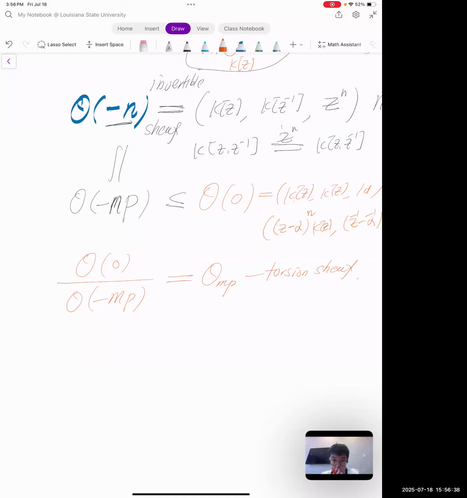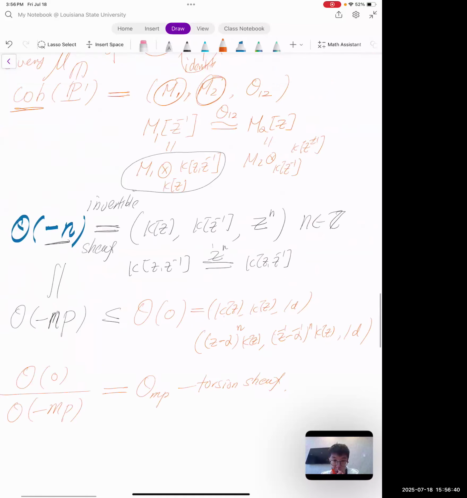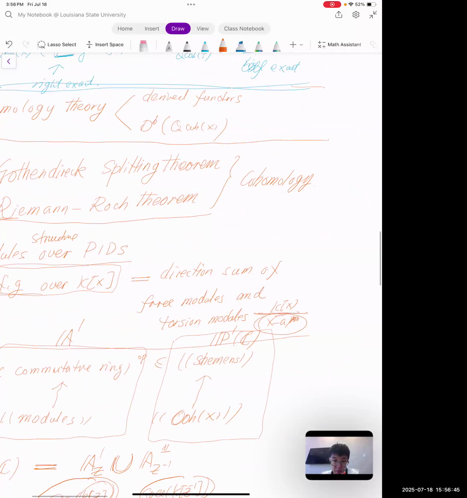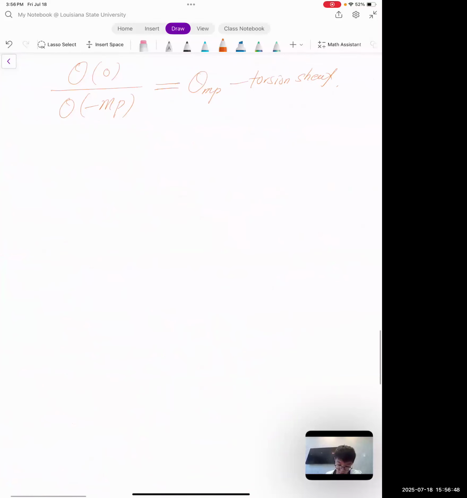Okay, so now I can state the Grothendieck splitting theorem. What the Grothendieck splitting theorem says is: suppose I have a coherent sheaf on P1. Then just like we did in the PID case, it is a direct sum of the following modules.